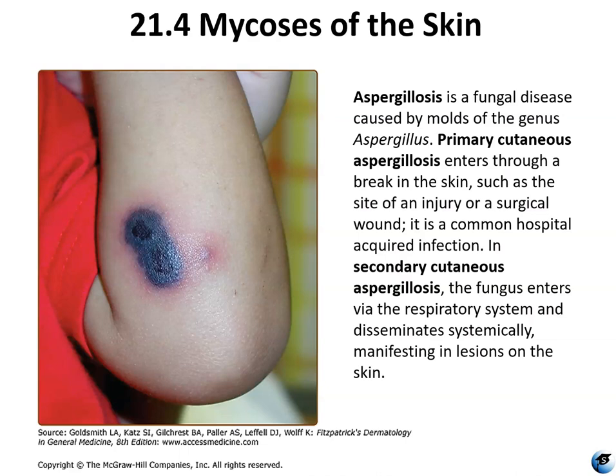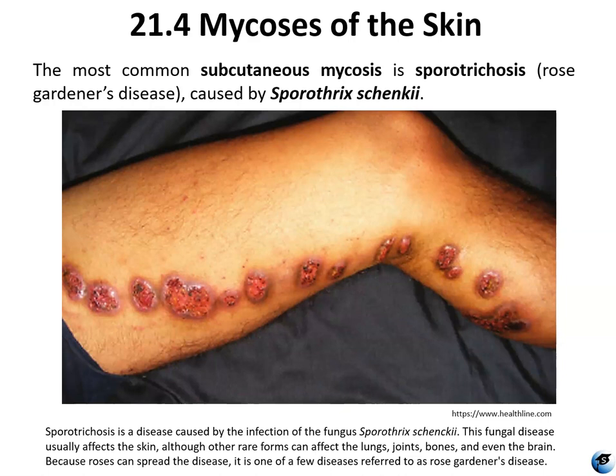Aspergillosis is a fungal disease. It's caused by Aspergillus. These cause primary cutaneous infections, and like many other skin infections, they enter through a break in the skin, a lesion, or a surgical wound. It's a really, really common nosocomial infection. You can have what is known as secondary cutaneous aspergillosis. In secondary cutaneous aspergillosis, the fungus is actually going to enter the respiratory system, and that is from inhalation of the fungal spores.